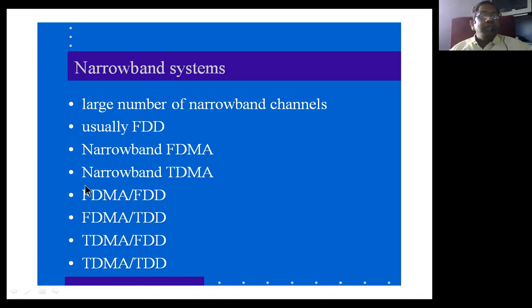Okay. So now here we are going to have narrowband FDMA and narrowband TDMA. We normally have a large number of narrowband channels. Narrowband channel means what? The bandwidth of the narrowband channel is very limited, very small in comparison to the wideband channels. Usually FDD comes with a narrowband channel because we just discussed the forward channel and reverse channel. That has a very limited band for the mobile users. Usually the human voice ranges between 0.3 kilohertz and 3 kilohertz. Okay, so that is the basic range of the human voice.